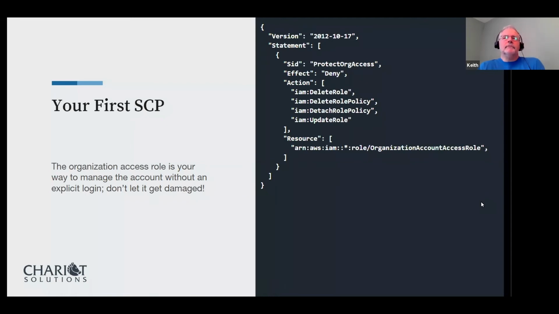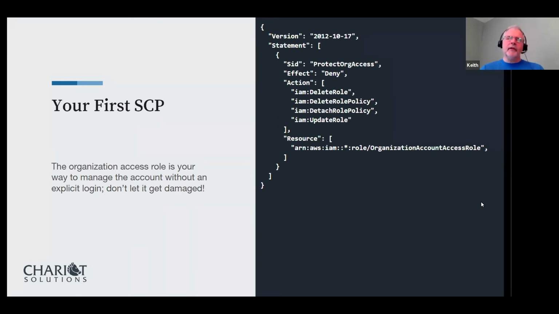Okay, so let's dive into a service control policy. I have three that I want to talk about, which are three general ideas of policies that you would want to use. And as I said, this is an IAM-like policy. It's using the same policy structure as an IAM policy. So IAM policies have an effect. In this case, we're going to deny. They have one or more actions. In this case, we're going to deny any actions that update a role. And then they specify resources. And in this, we're protecting the organization account access role.